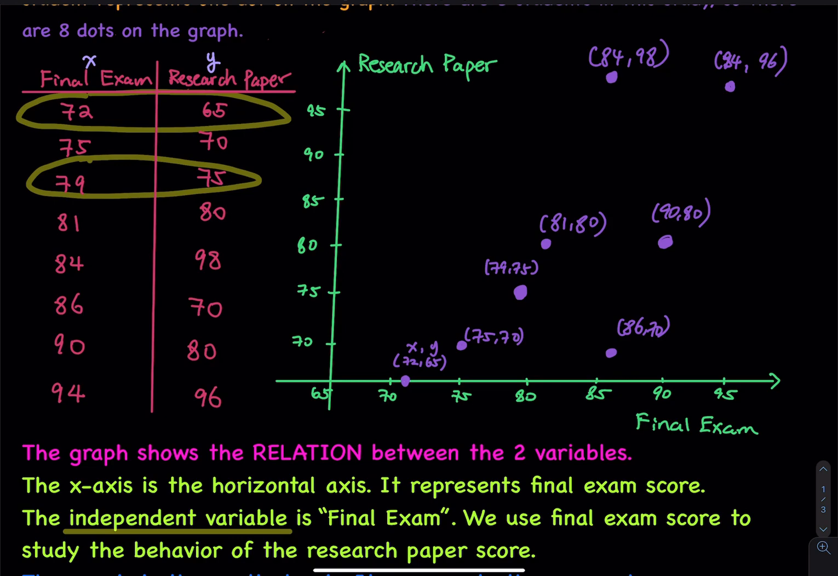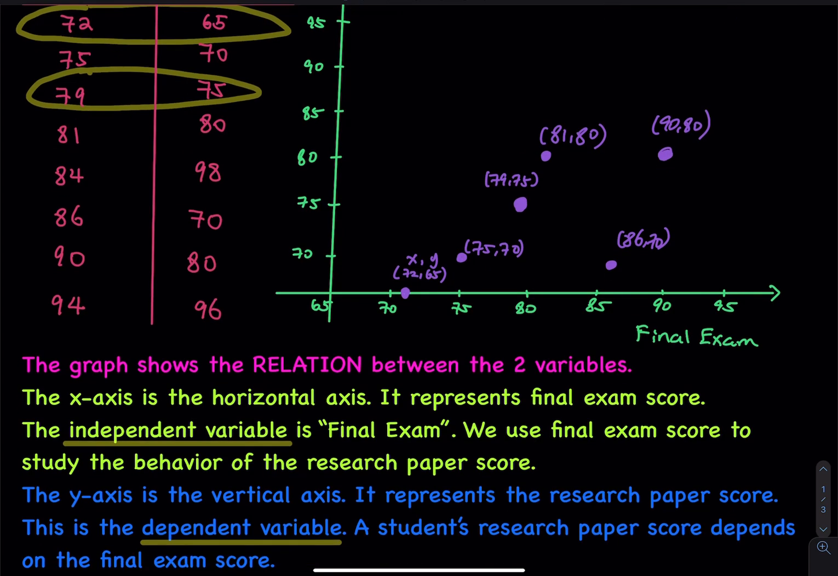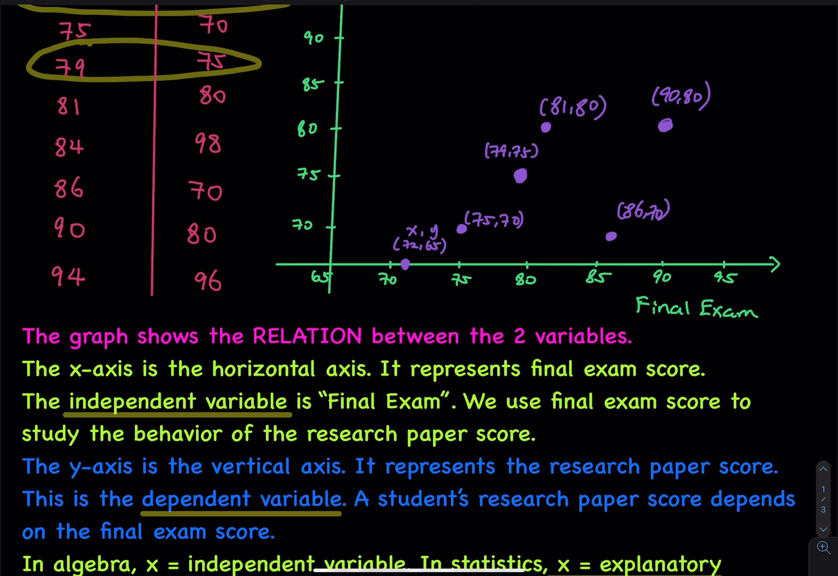And then what about the vertical axis? The vertical axis is the y-axis that represents research paper score. So this is a dependent variable. So research paper, the vertical, is dependent; horizontal is independent. A student's research paper depends on the final if you put the graph in this way. So you have the research paper on the vertical axis, the y-axis, and we call that the dependent variable. Let's say you are in this class, I can say your paper score depends on your final exam score.